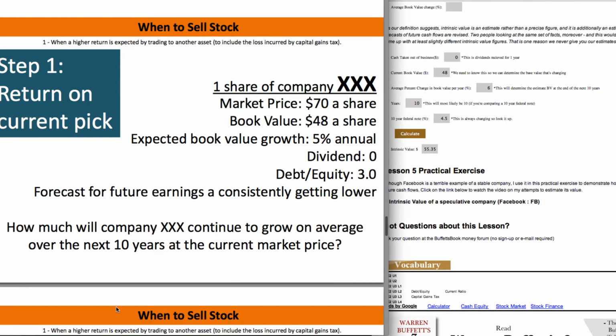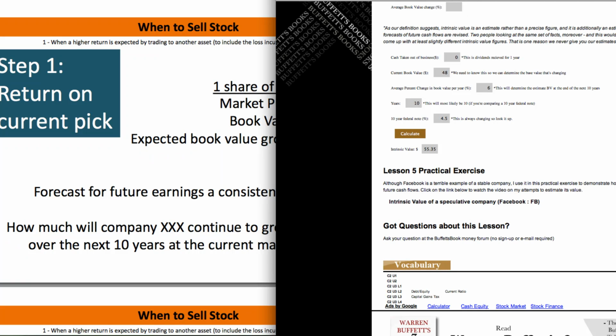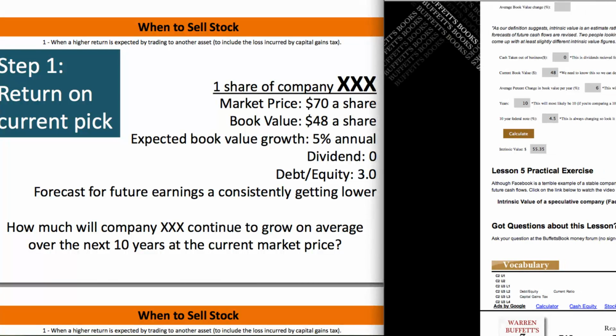In order to solve it, we have to go back to our intrinsic value calculator. Here we are with the intrinsic value calculator, and we're just going to fill out these numbers. The dividend is 0 because we don't have a dividend. The book value is still $48. The percent change, we only think that the book value is going to grow by 5% a year. The number of years is 10, and the 10-year federal note is 4.5. When we hit calculate, it comes up with our intrinsic value of $50.